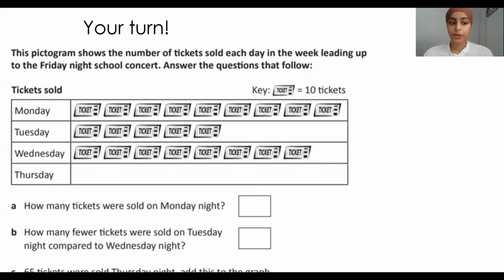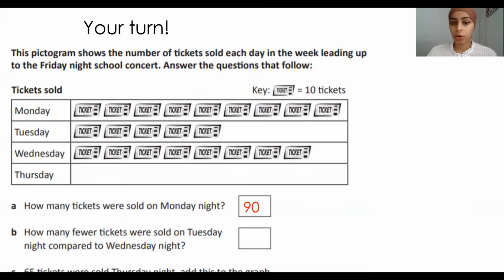Okay. So for the first one, how many tickets were sold on Monday night? First of all I'm going to count how many images I have in that first row. We've got 1, 2, 3, 4, 5, 6, 7, 8, 9 ticket images, but it doesn't represent 9 tickets sold, because one image represents 10. So 9 lots of 10 would be 90. Okay. B, how many fewer tickets were sold on Tuesday compared to Wednesday?